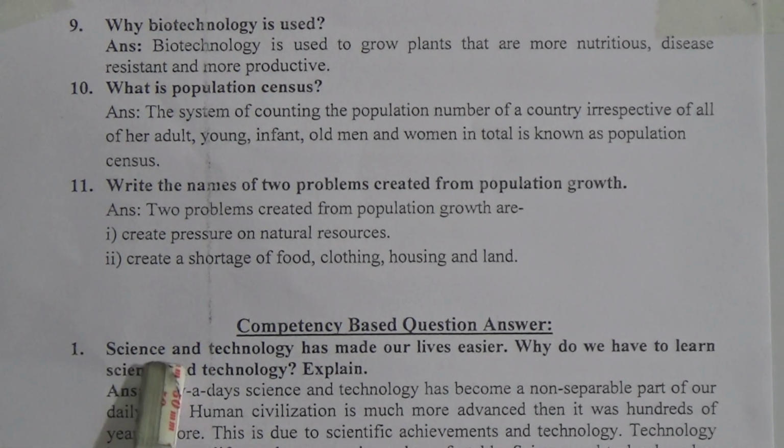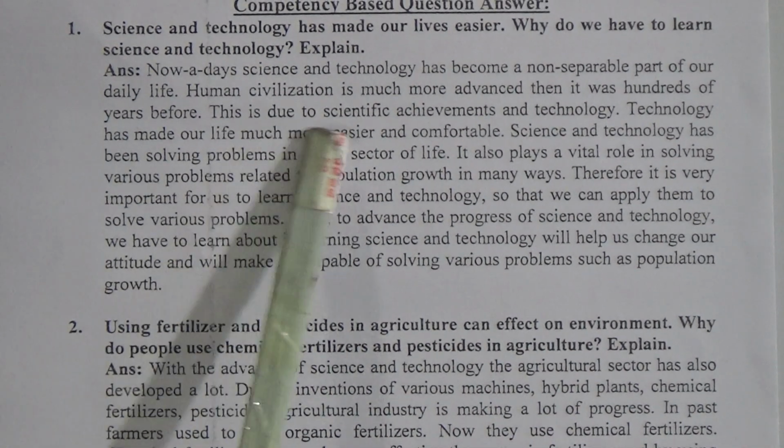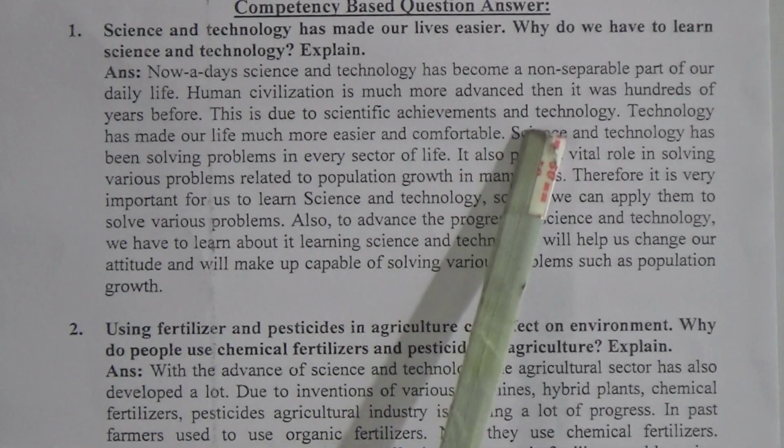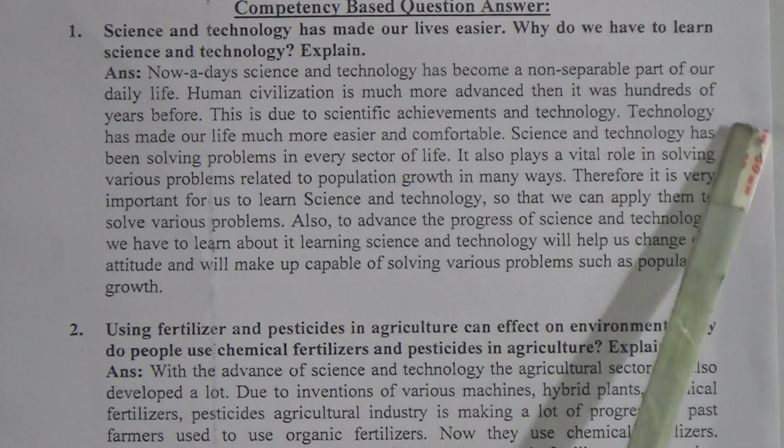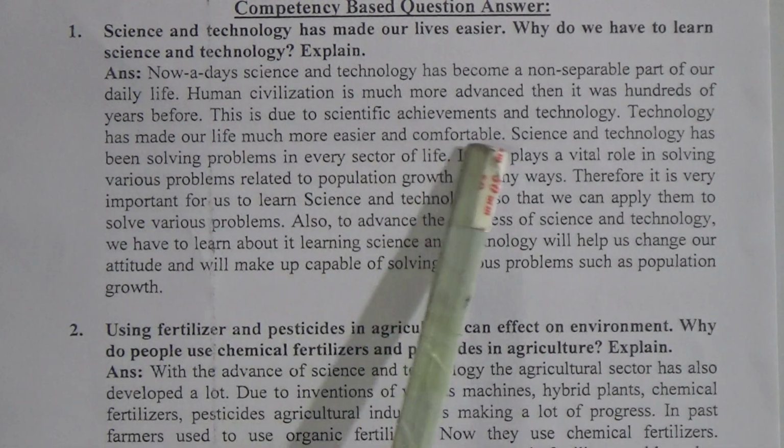Now first question is, science and technology has made our lives easier. Why do we have to learn science and technology? Explain. The answer is, nowadays science and technology has become an inseparable part of our daily life. Human civilization is much more advanced than it was hundreds of years before. This is due to scientific achievement, and technology has made our life much easier and comfortable.